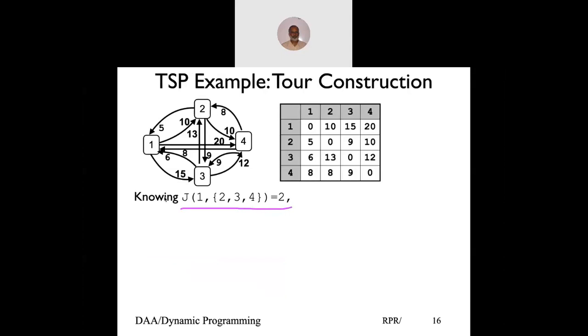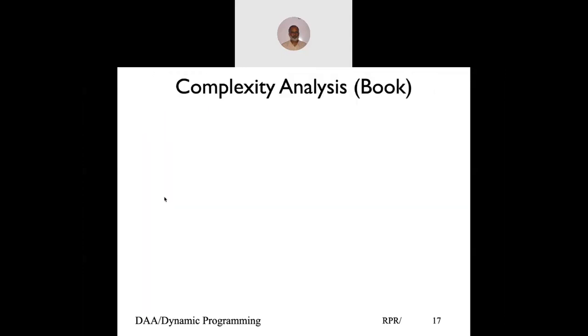Once I pick up a 2, I'm left with 3, 4. So I need to find next J2, 3, 4. And we computed before J2, 3, 4 is 4. So from 1, we'll go to 2. From 2, we'll go to 4. And then from 4, we'll look at G3, we go to 3. And this will be my shortest path. So the shortest path would be 1 to 2, 2 to 4, 4 to 3, and then 3 to 1. This is how you find the shortest path, and then the complexity analysis.